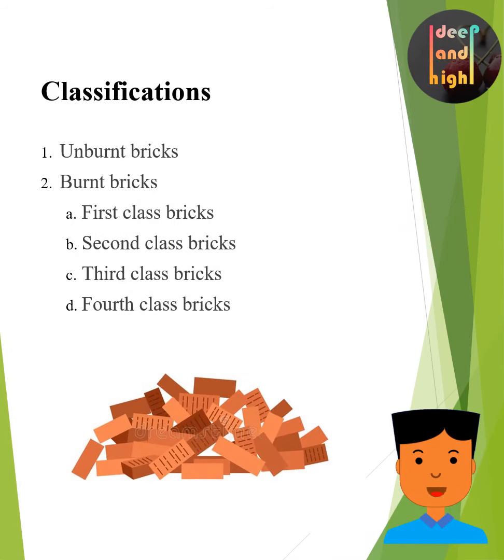Classifications of bricks are as follows. Unburnt bricks are kept in the sun as an alternative to burning, but they are suggested only for partition walls, mostly interior partition walls, because this type of brick can be affected by the environment. Burnt bricks give better strength compared to unburnt bricks, and they are classified as first-class bricks, second-class bricks, third-class bricks, and fourth-class bricks.